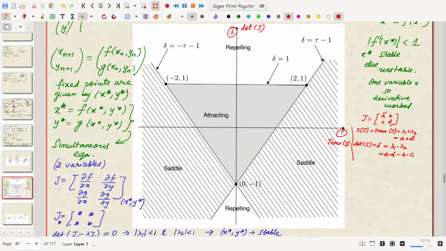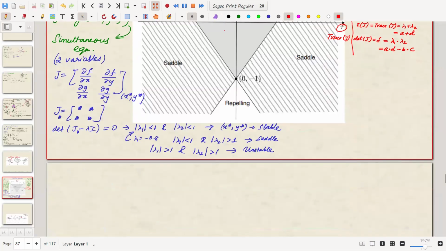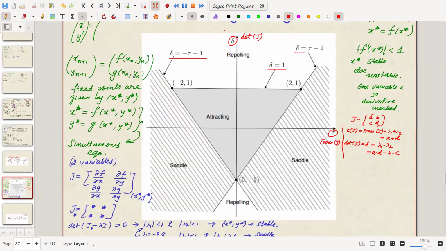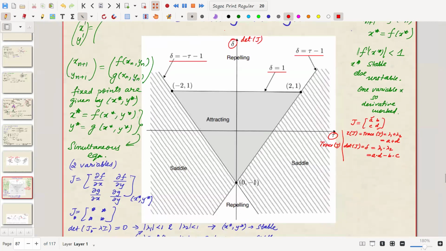This inverted triangle is bounded by three straight lines, isn't it? What are those straight lines? Delta equals 1 is one straight line. Delta equals minus tau minus 1 is another straight line. And delta equals tau minus 1 is another straight line.